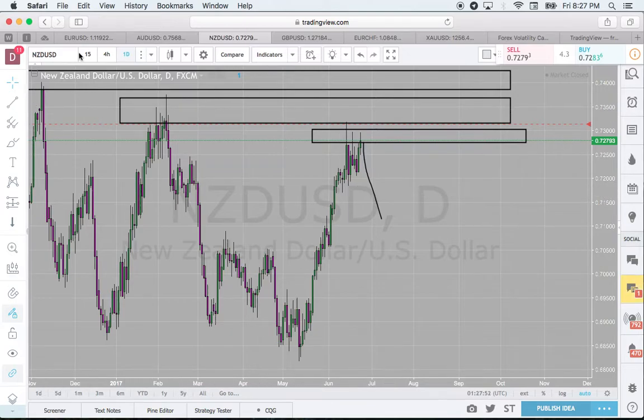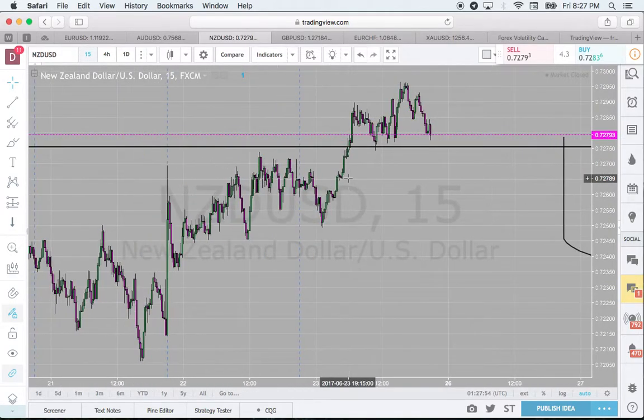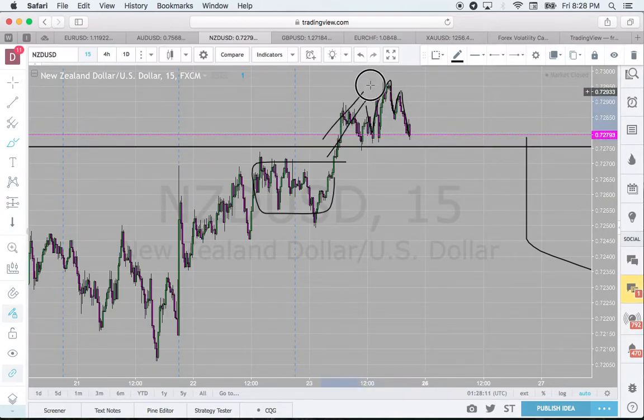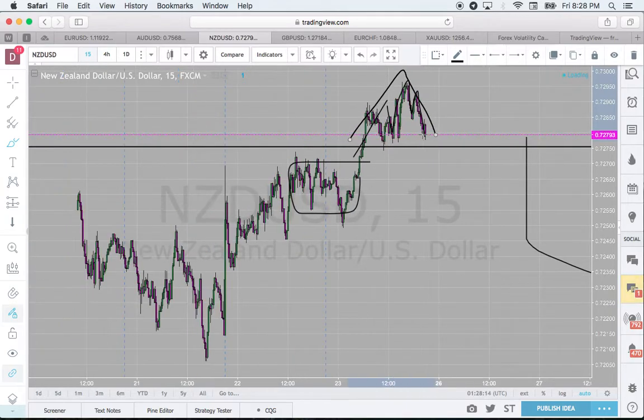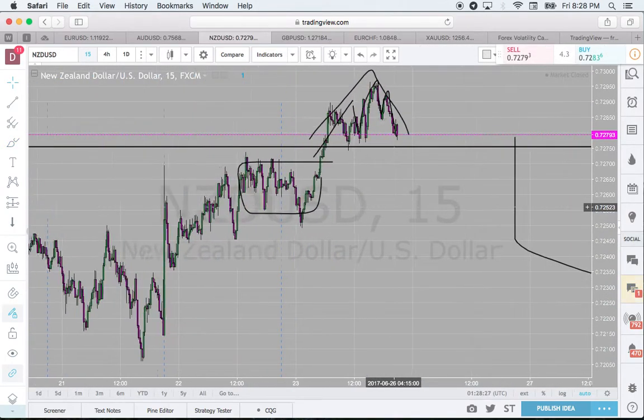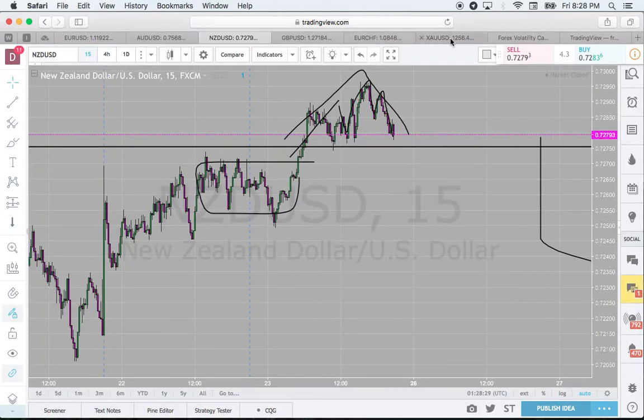We have that consolidation period right here, and then we have that spike to the high. We can see the small head and shoulders pattern forming. Looks like a peak into that trap zone, and then a continuation of the falling action that we can see here.